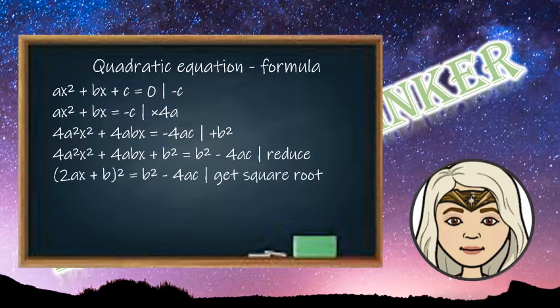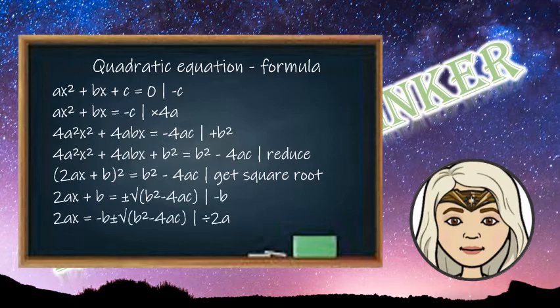(2ax plus b) squared equals b squared minus 4ac. Step 4. Take the square root: 2ax plus b equals plus or minus the square root of b squared minus 4ac. Step 5. Subtract b on both sides: 2ax equals negative b plus or minus the square root of b squared minus 4ac. Step 6. Divide by 2a. You're left with the values of x1 and 2 equals negative b plus or minus the square root of b squared minus 4ac, over 2a.